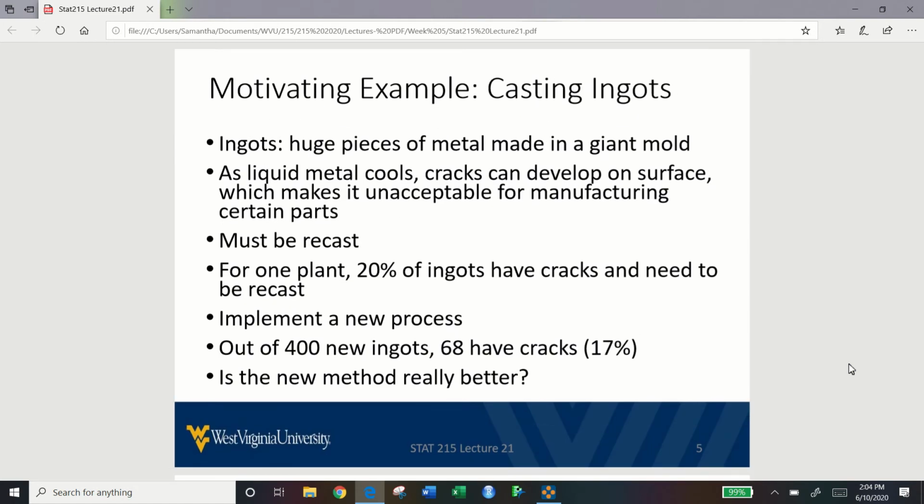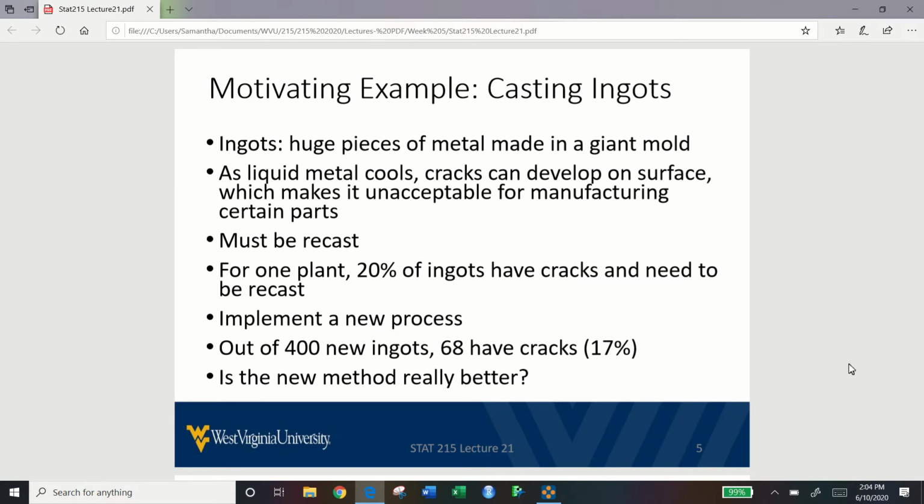Let's take a look at a motivating example. Casting ingots. Ingots are huge pieces of metal made in a giant mold. As the liquid metal cools, cracks can develop on the surface, which makes it unacceptable for manufacturing certain parts. Therefore, it must be recast.